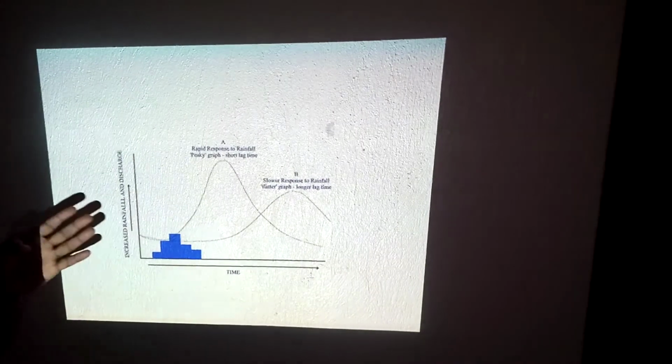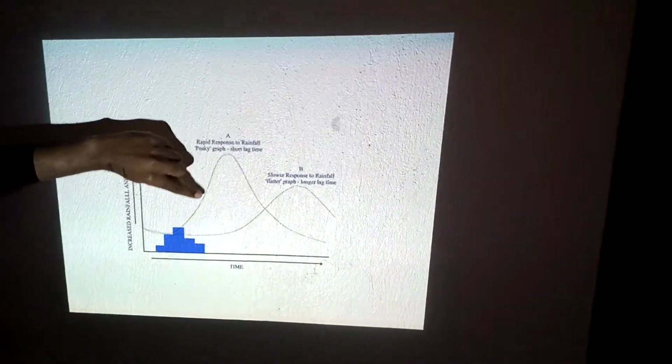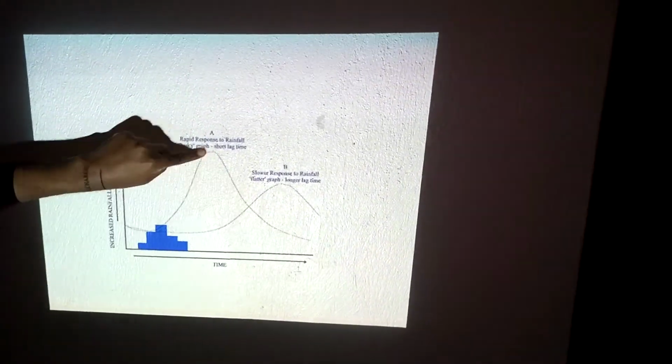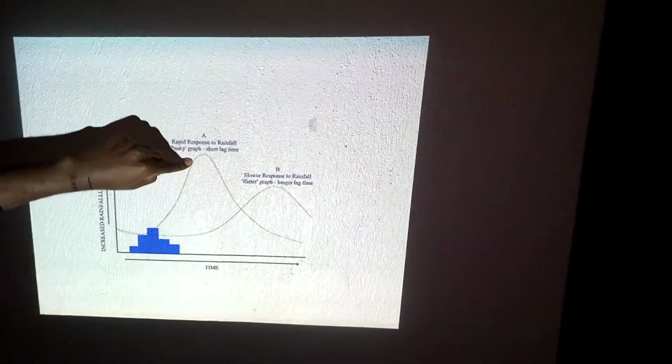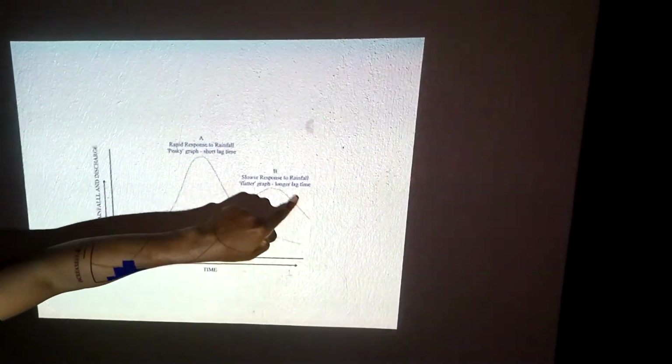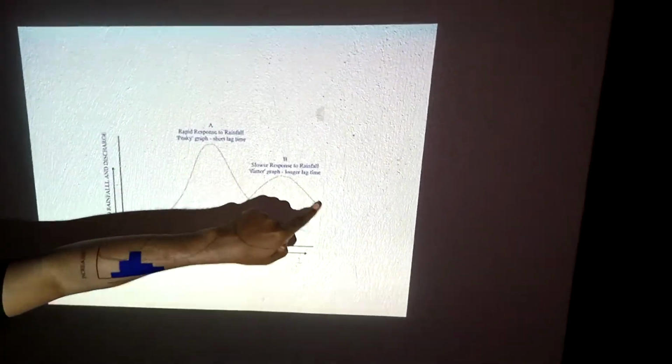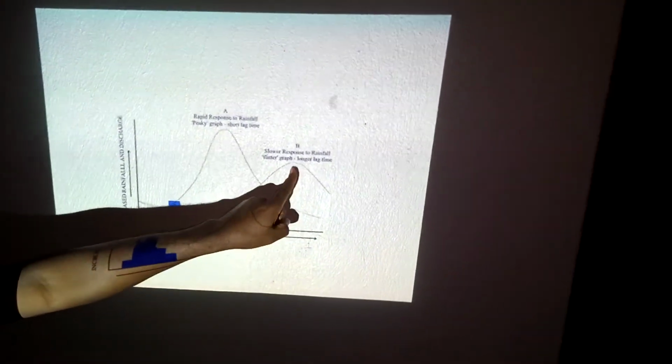In this situation, this curve stands for a river that is in a drainage basin with steep slopes, and this is standing for a river that is in a drainage basin with gentle slopes.